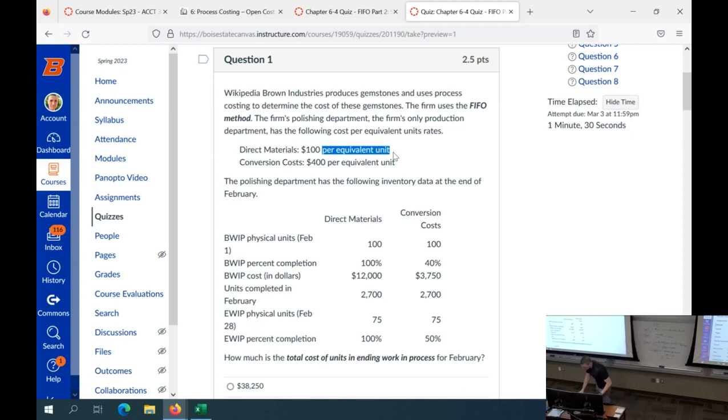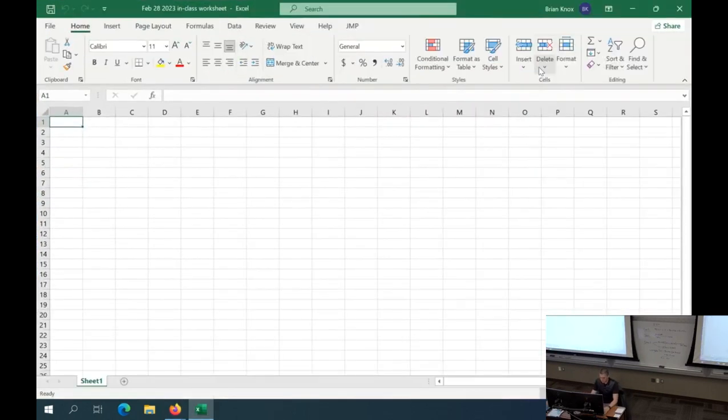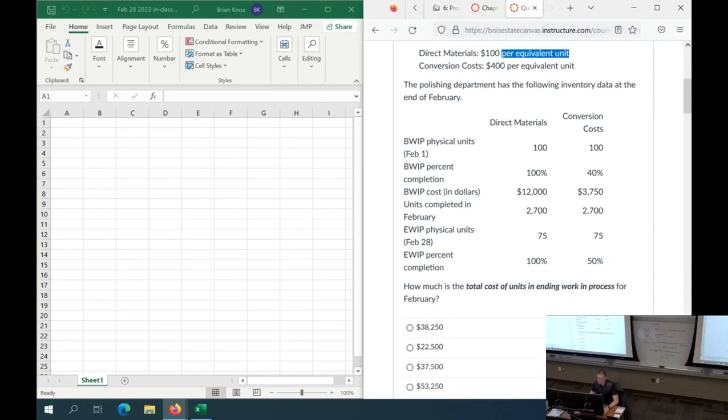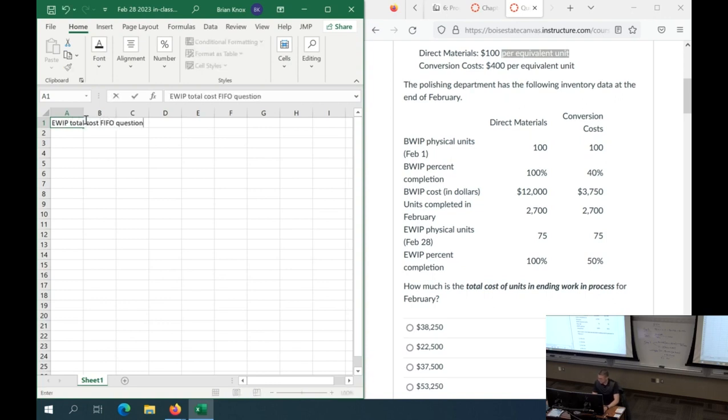So let's look at the ending WIP equivalent units. Got my Excel sheet up here, and we'll move it there. So this is an ending WIP total cost FIFO question. We have $100, our DM rate, and $400 per equivalent unit, our conversion cost rate. And I just said what we're going to do, which is look at the ending WIP equivalent units. We're going to have different amounts for DM and CC.